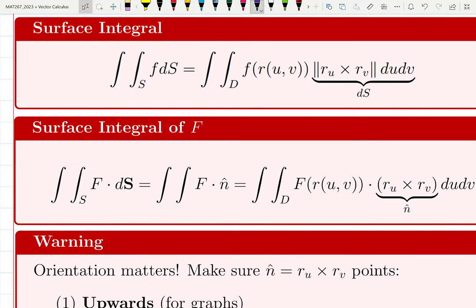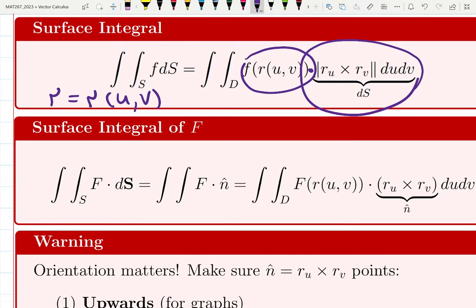The surface integral of a function has this ds tail, as I call it, which is the magnitude of the cross product of the partial derivatives of r. So we need to figure out r. R is the parameterization, r of u, v, whatever you name it, du dv. And then it's a product of a function times a number, because the absolute value of a cross product is a number.